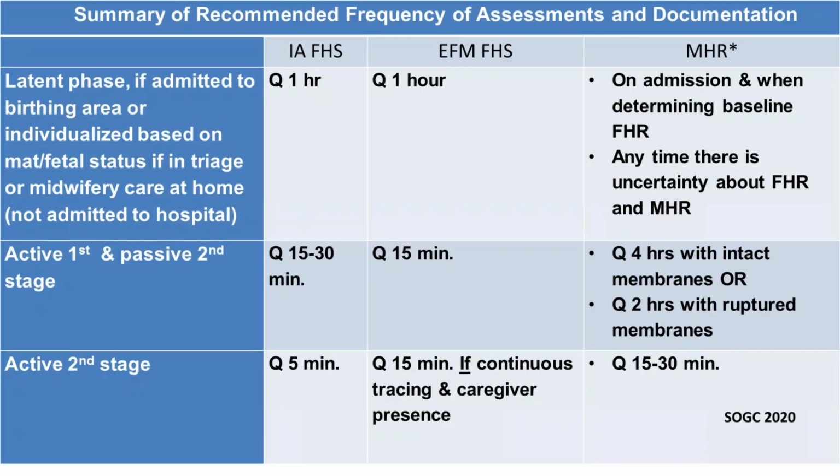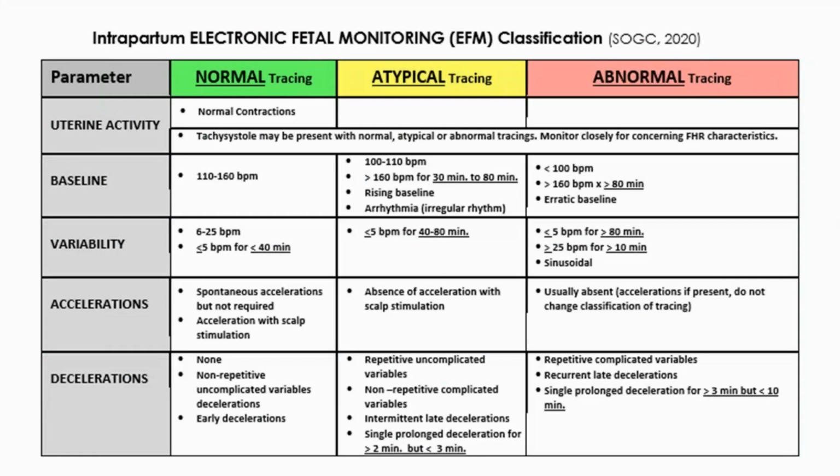This is one of the tables that is really great. It summarizes the frequency of the assessments, including the maternal heart rate and when they should be done, and IA and EFM as well. So this is the table that everyone should have at the bedside, and it's very similar to what we had before. We've added the uterine activity.